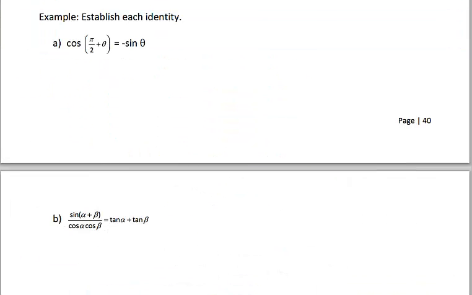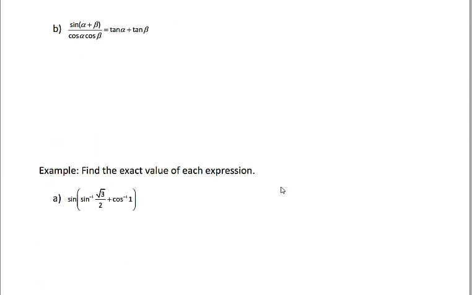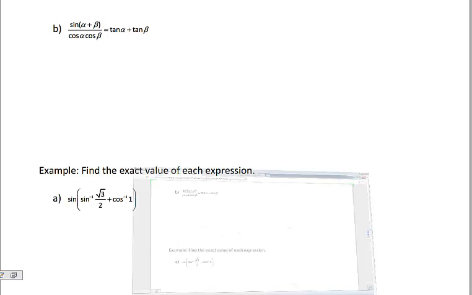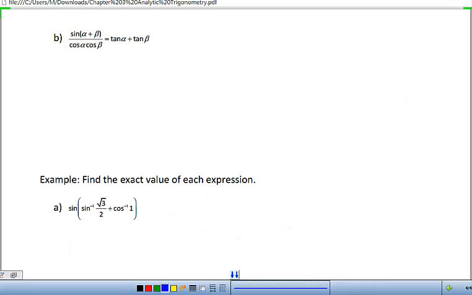All right, we can use similar procedures to verify our next problem. We want to verify that sine of alpha plus beta over cosine alpha cosine beta equals tangent alpha plus tangent beta. So again, I'll start with the left side. I've got sine of alpha plus beta over cosine alpha times cosine beta.